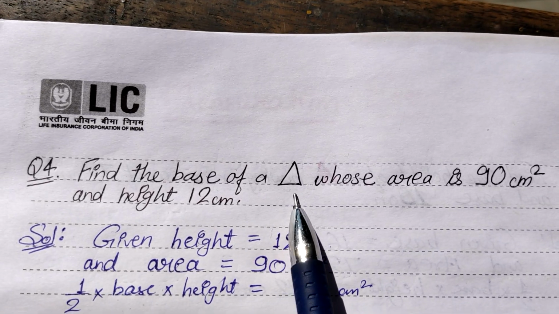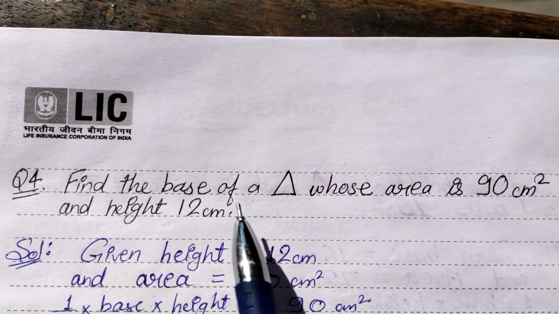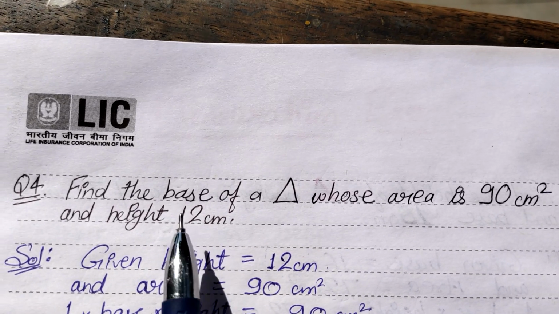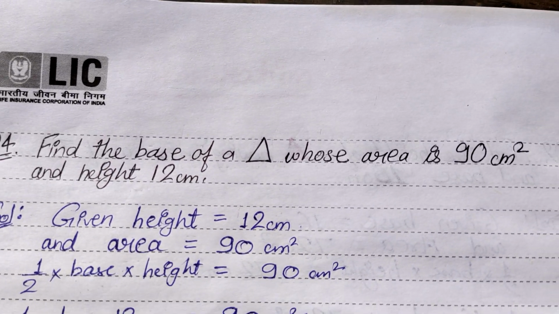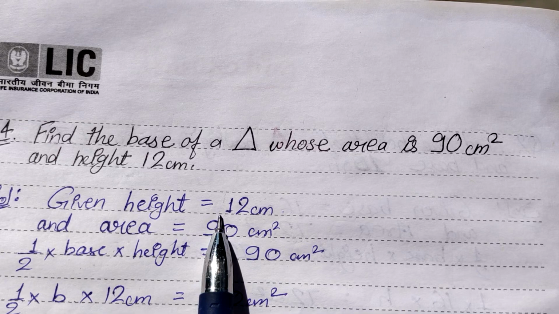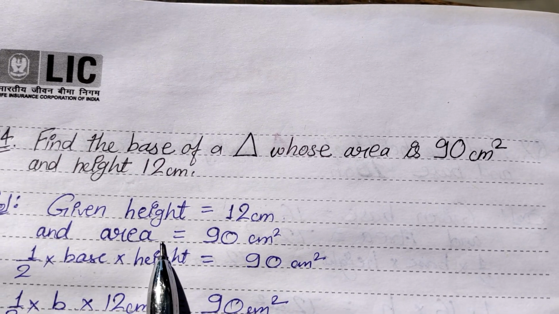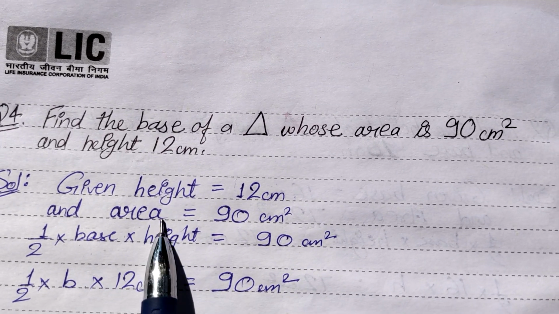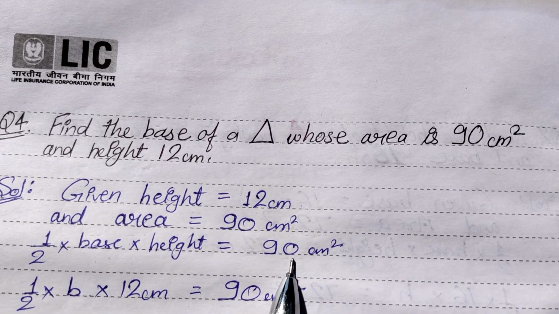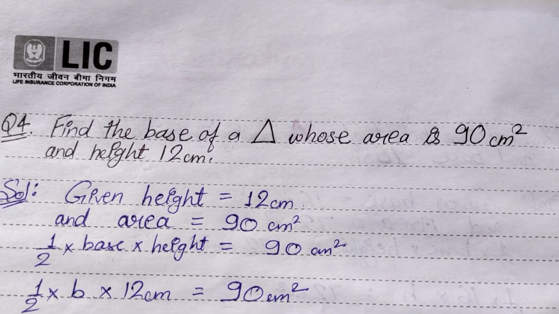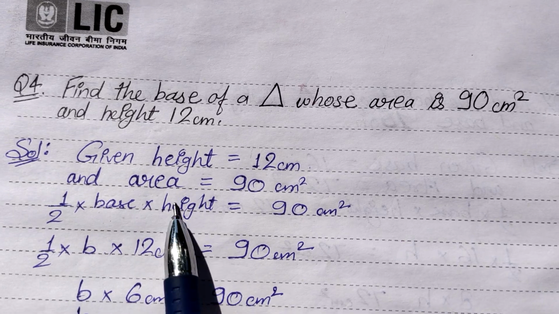Find the base of a triangle whose area is 90 centimeter square and height 12 centimeter. Here we have to find base; area and height are given. Now let's see the solution. Given that height is equal to 12 centimeter and area is equal to 90 centimeter square. We know that area is equal to 1/2 into base into height, and area is already given, so we can equate it. Now put the value of height in the formula.